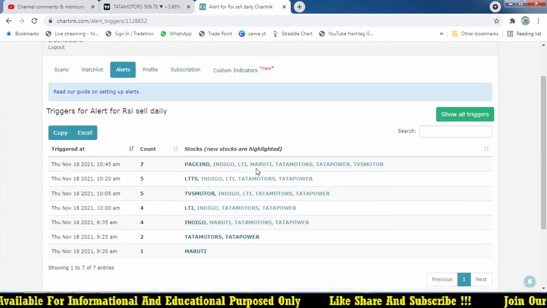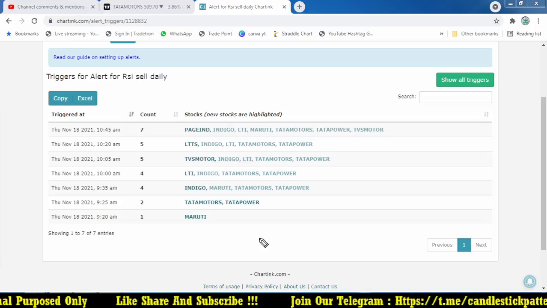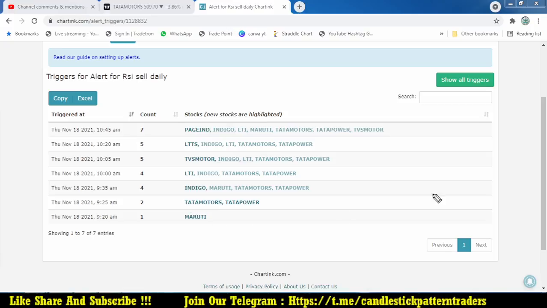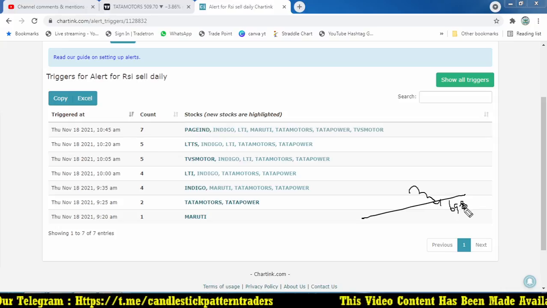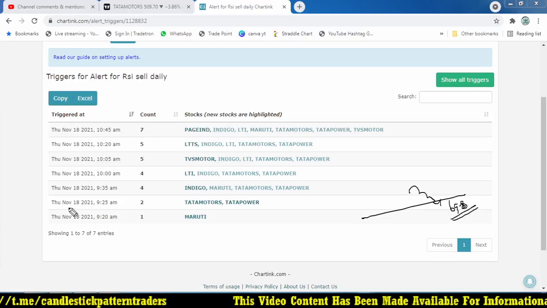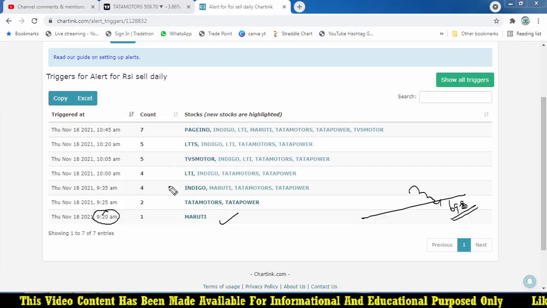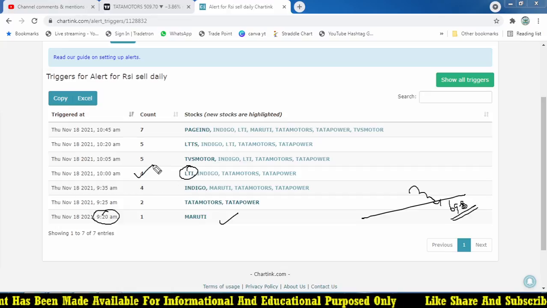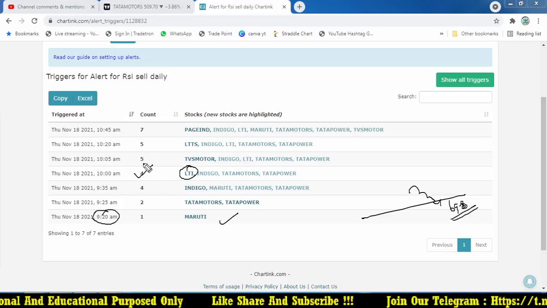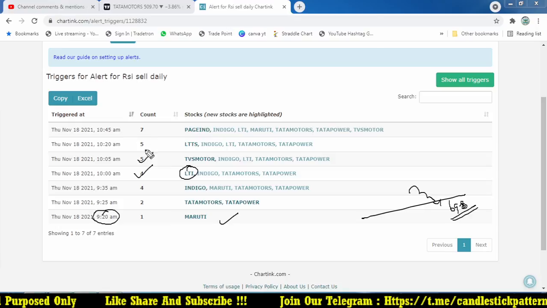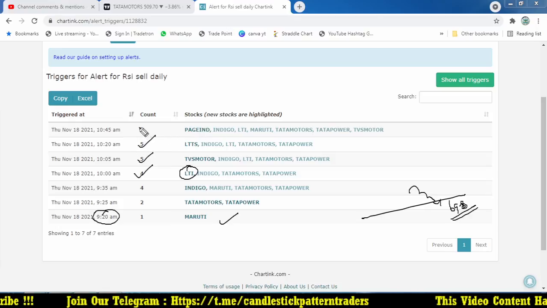RSI sell daily, if I'm going to that, can you see that this is the time frame when that thing has happened? For example, the RSI is crossing below 69.8. So these conditions met for Maruti at 9:20, the stock was coming under this scanner. And the LTI is present by 10 o'clock, you got it? And the TVS Motor is happening by 10:05, and LTTS by 10:20, and finally Bajaj Industries by 10:45.